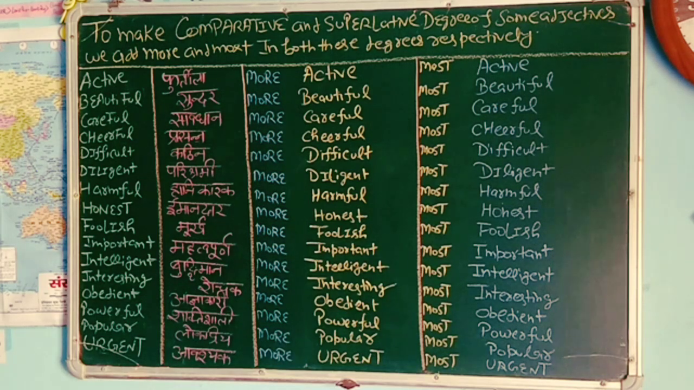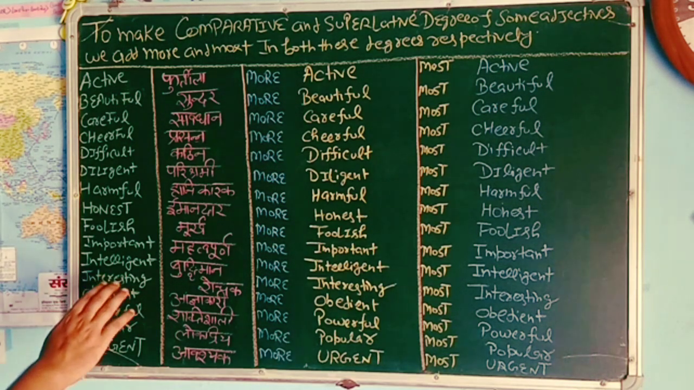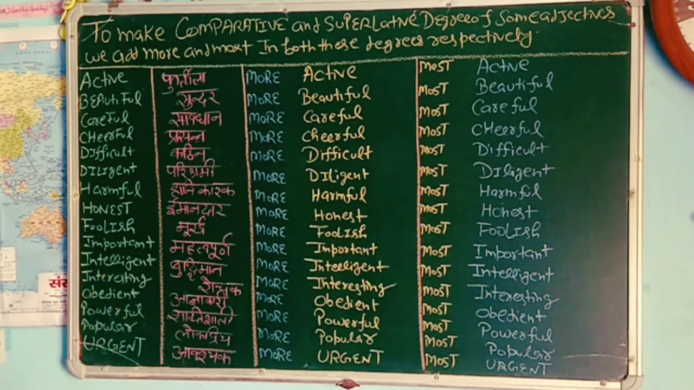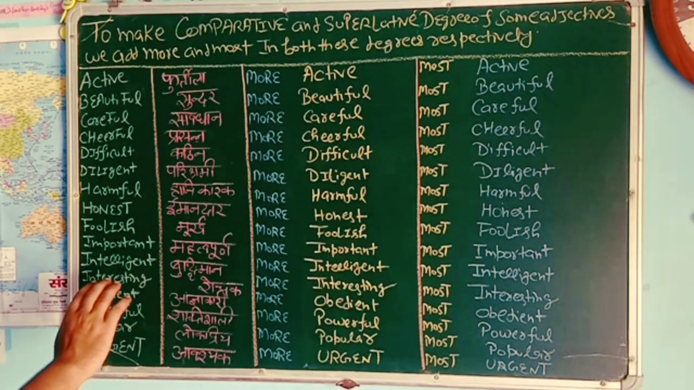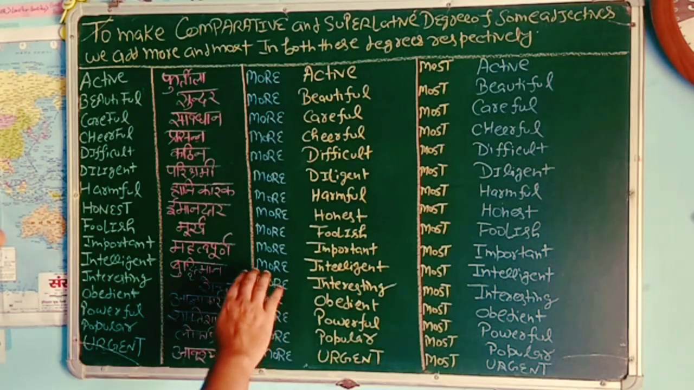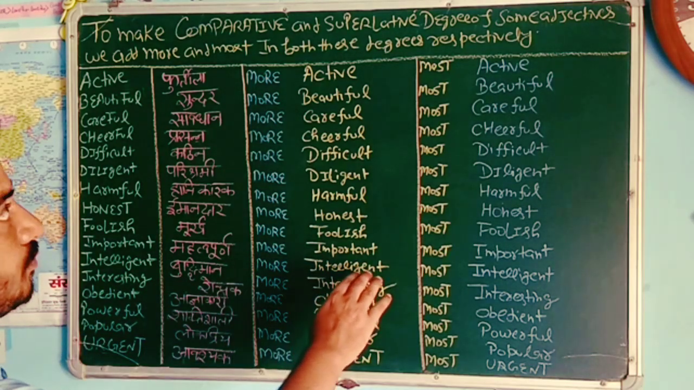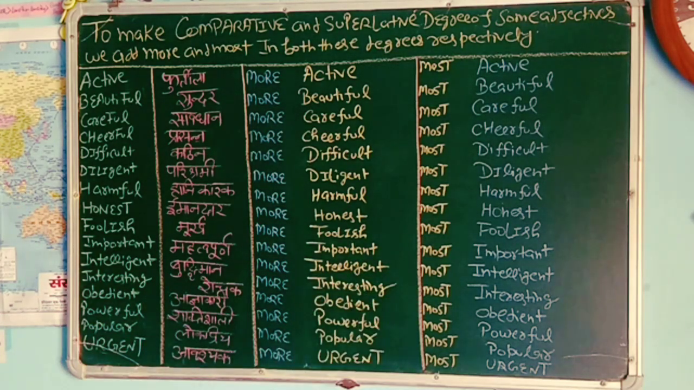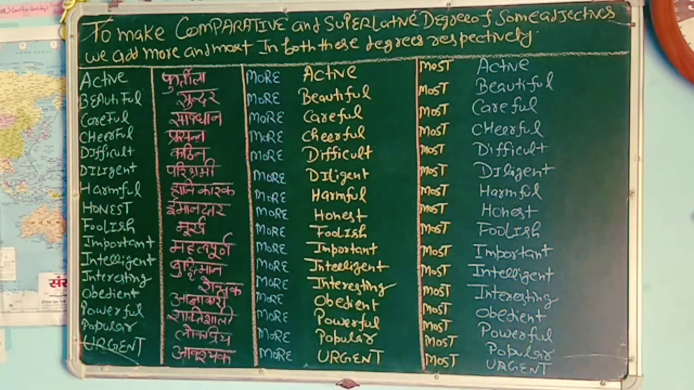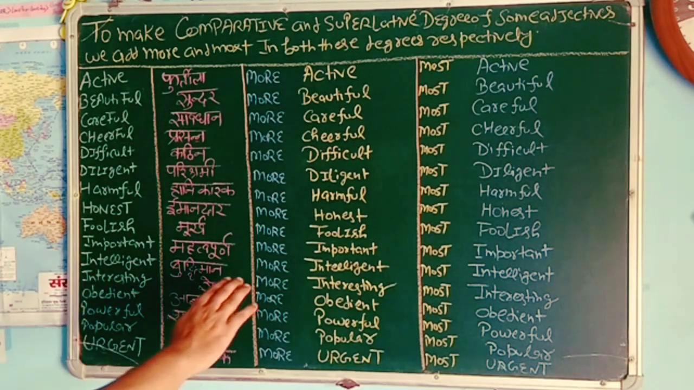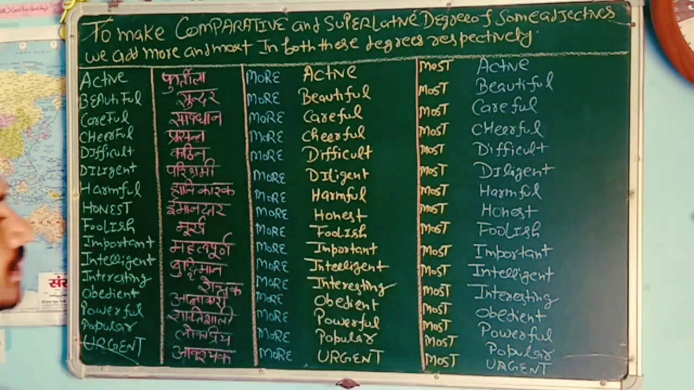Our next adjective is intelligent, which means बुद्धिमान in Hindi. If you want to make the comparative degree of this adjective, it becomes more intelligent, and if you want to make the superlative degree of this adjective, it becomes most intelligent. So our complete degree of comparison becomes intelligent, more intelligent, most intelligent.